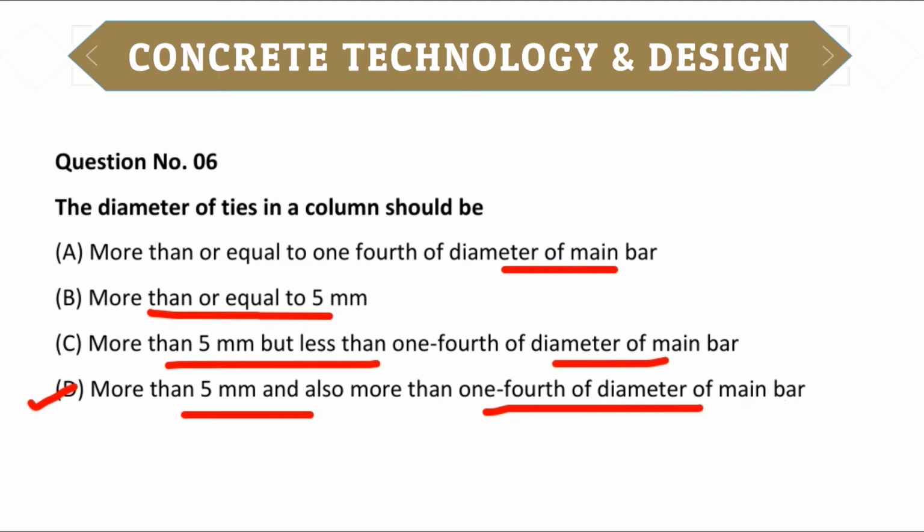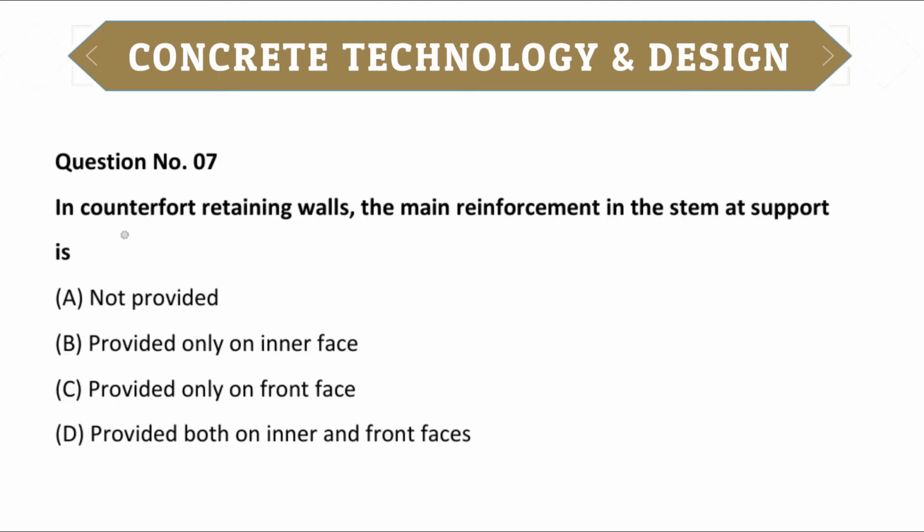So next question, in counterfort retaining wall, the main reinforcement in the stem at support is: option A, not provided; option B, provided only on one face; option C, provided on front face; option D, provided on both inner and front face. So the correct answer is option B, provided only on inner face.